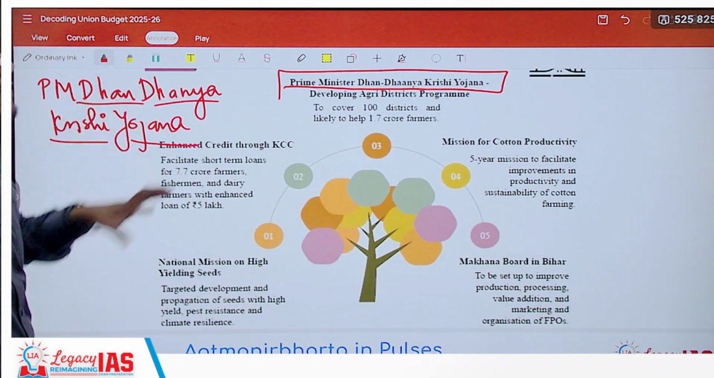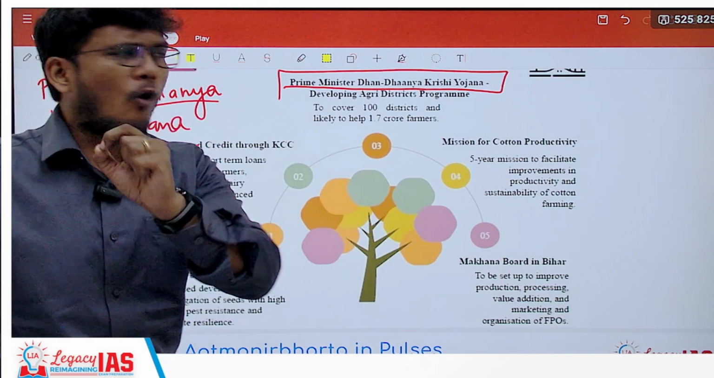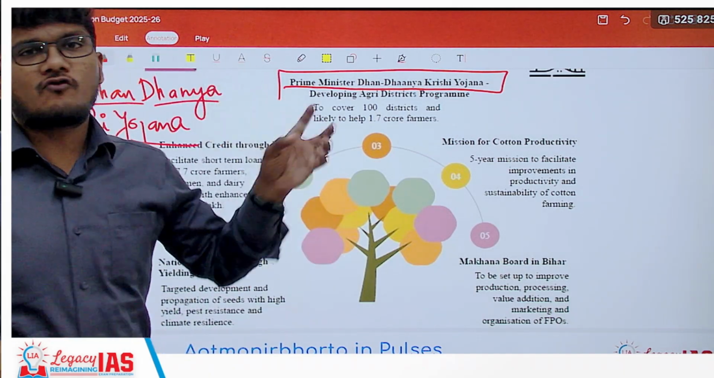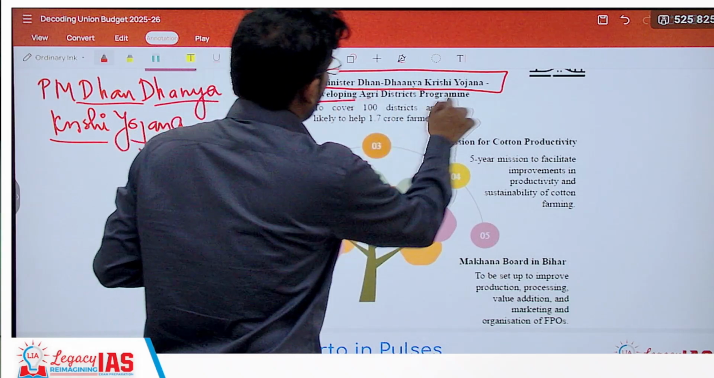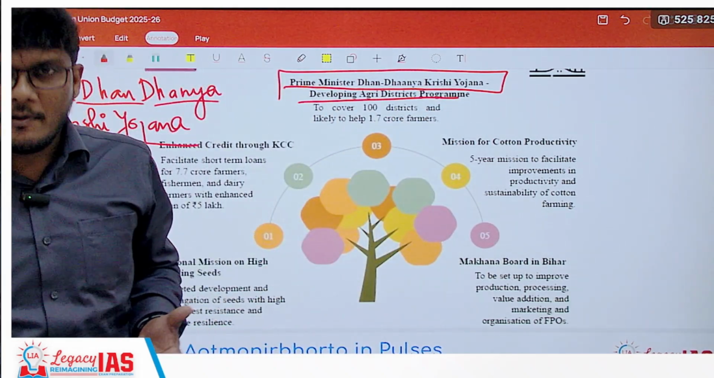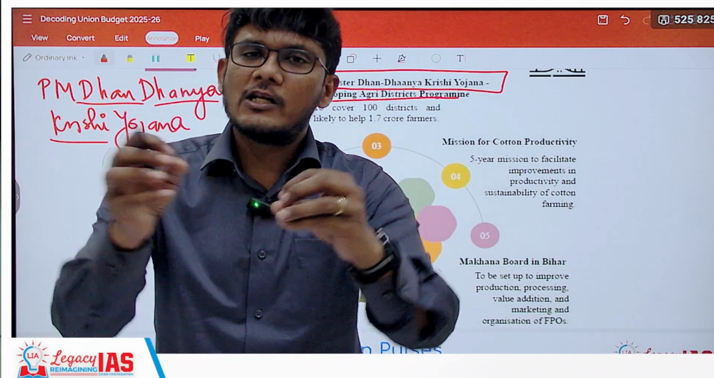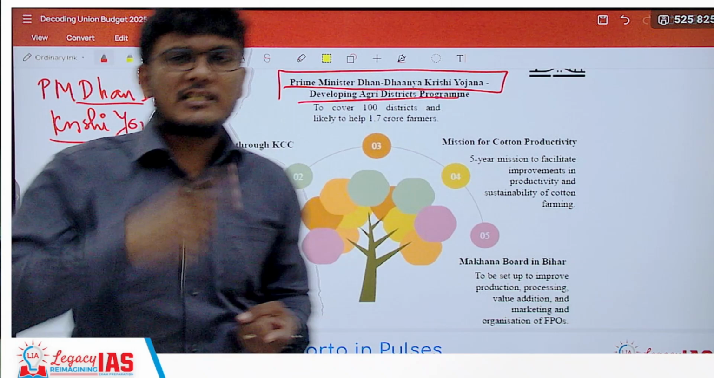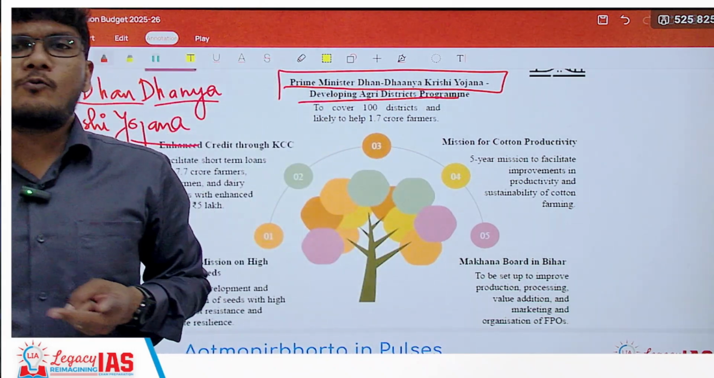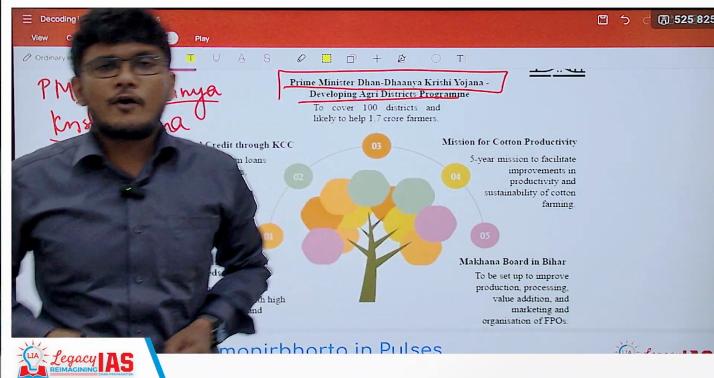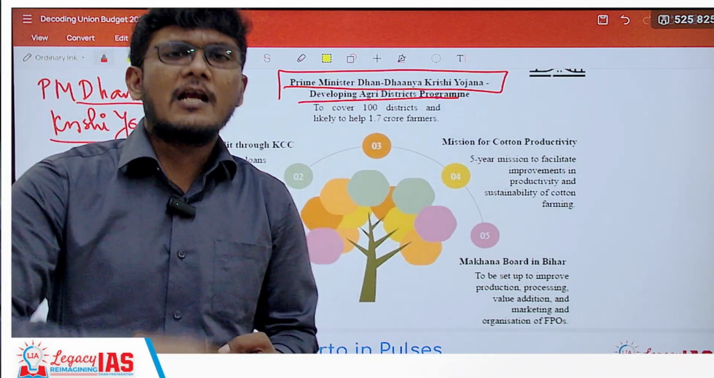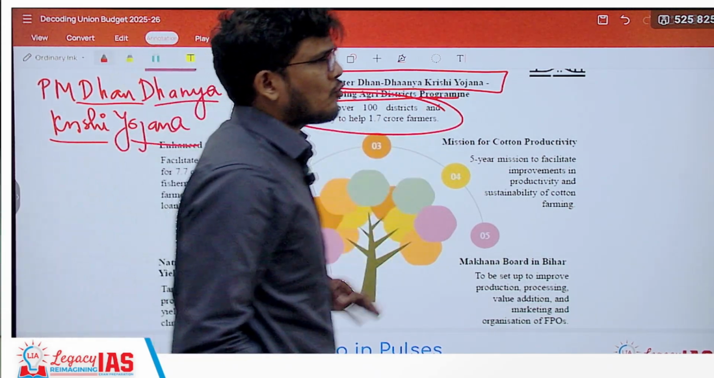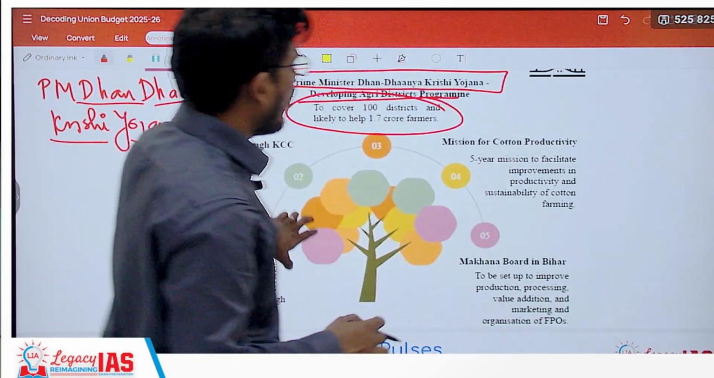Now, what is this scheme all about? This scheme is a very focused scheme. It is going to be developing agri districts. Okay, so it is coming up with an agri district development program, wherein it will develop certain agricultural districts. What kind of districts are we talking about? We are talking about the districts where the yield is less, where the income of the farmer is poor. So the focus of this scheme is on the poor agricultural districts where yield or income is less. So it will cover around 100 districts and is supposed to help around 1.7 crore farmers.